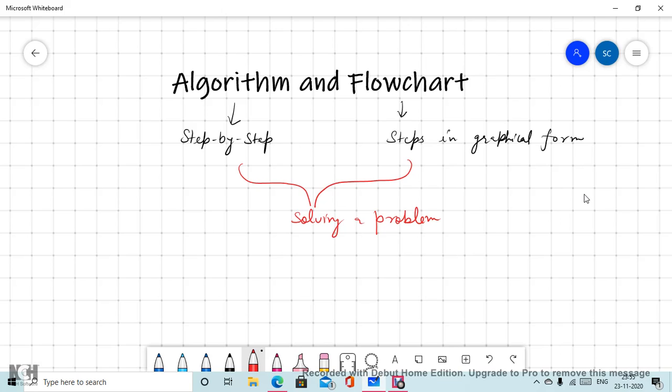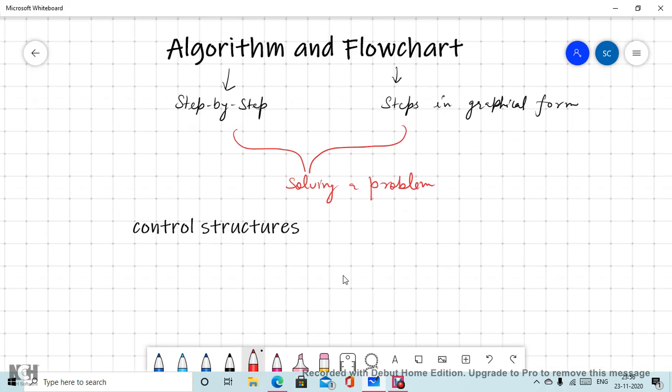Now we will be discussing that algorithm and flowcharts include some control structures. The algorithm and flowchart, as said, have three types of control structures. First one is sequence.